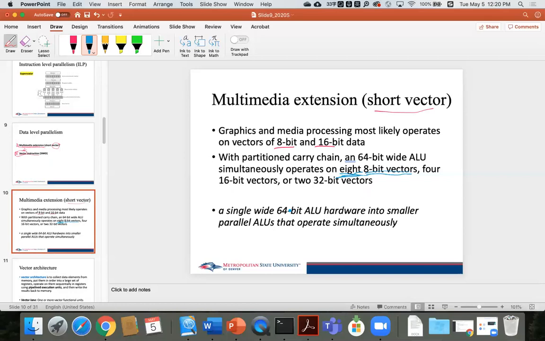So a single 64-bit ALU hardware could be treated as smaller parallel ALUs: a 64-bit ALU could form 8 byte ALUs. You could understand the big ALU as becoming some smaller ALUs, and all the smaller ALUs perform parallel processing altogether simultaneously, right?